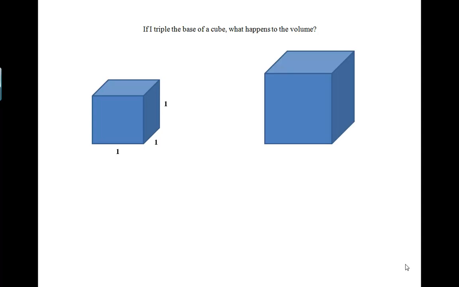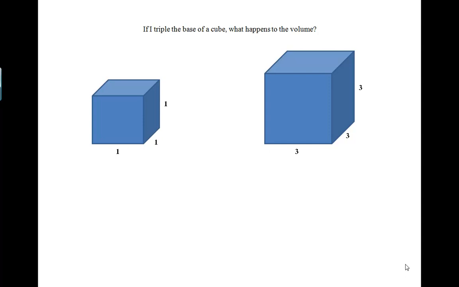So if it says, suppose I triple the base of a cube, what happens to the volume? Let's do it. Take a cube. What should I use as the length of the side? Choose the simplest length possible. 1. Well, if that's 1, so is the width and so is the height. Therefore, our second cube doesn't have to be to scale.